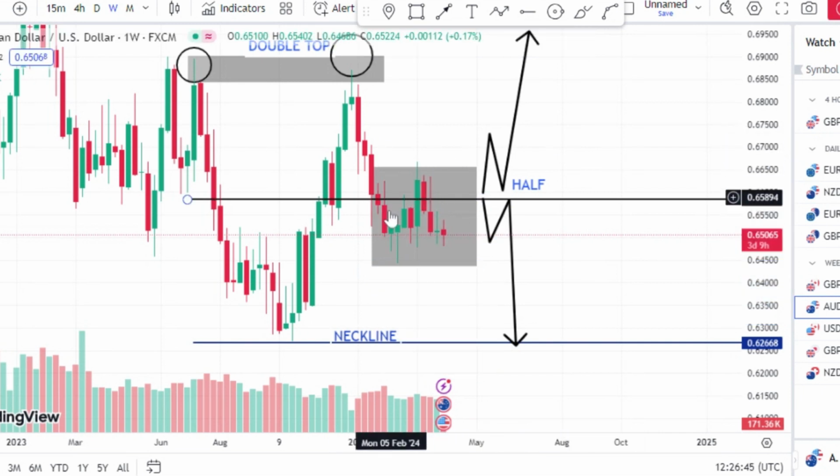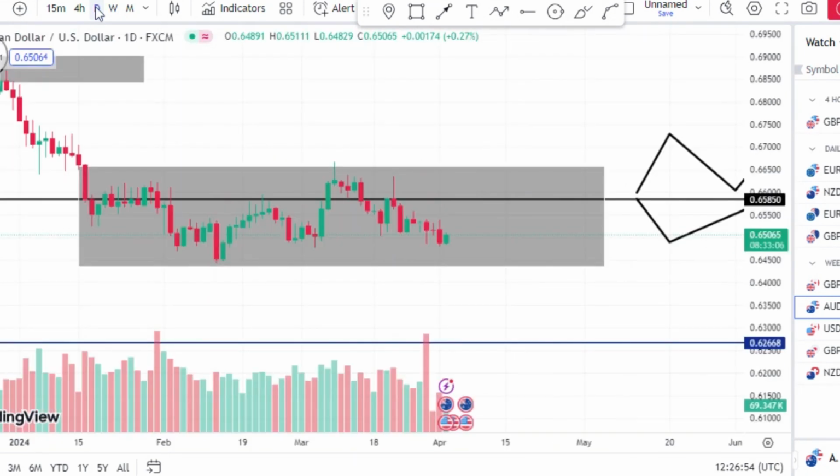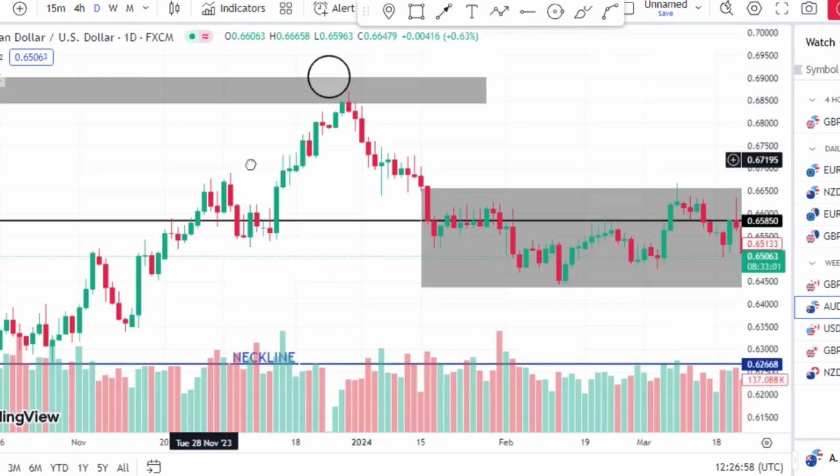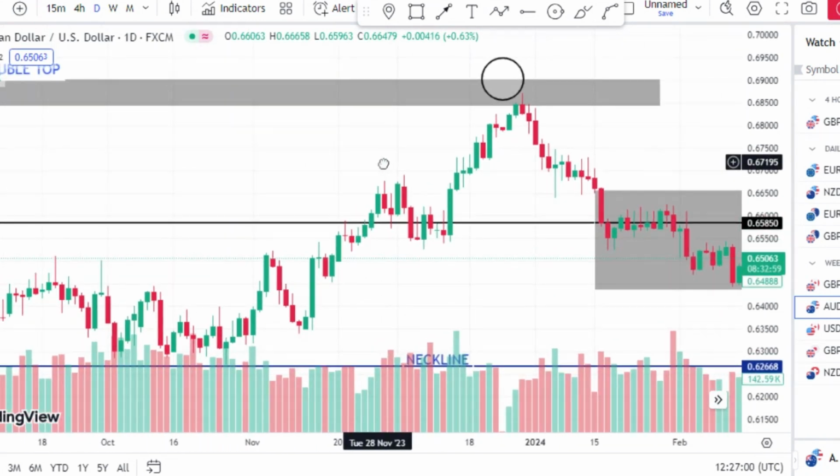So I believe this market is still hard to trade. You see, it is still hard to trade. That is from weekly. And on daily, you see, the same thing is happening on daily. We have our double top, and the same pattern, you see, it is already on weekly.